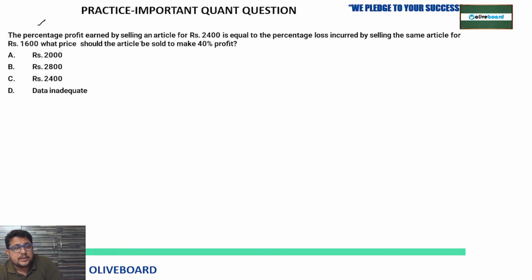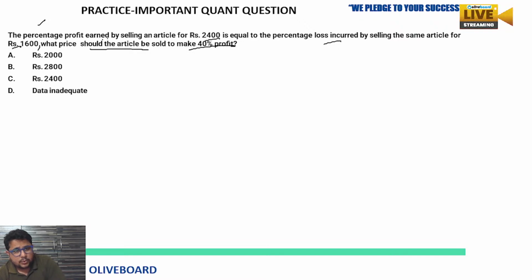The percent profit earned by selling an article for rupees 2400 is equal to the percent loss incurred by selling the same article for rupees 1600. You can ask if you are having any doubt. At what price should the article be sold to make 40% profit?